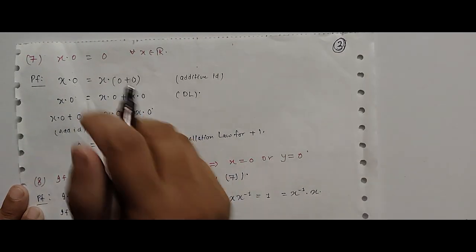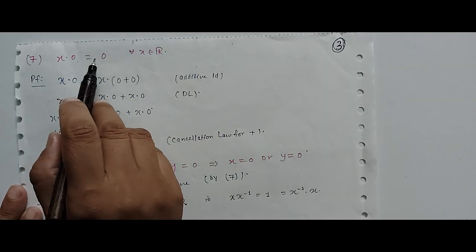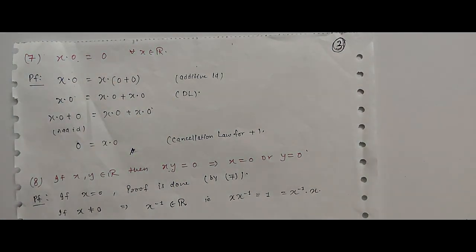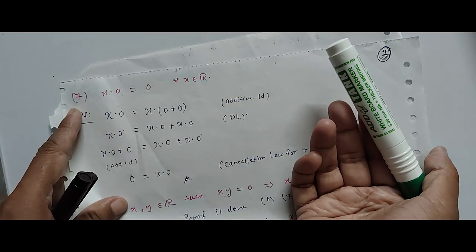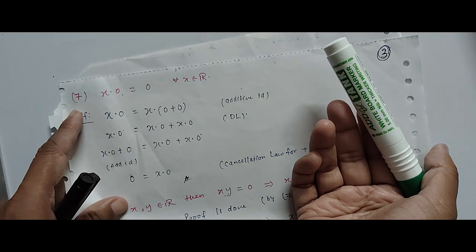The next consequence of the field axioms is that this property is satisfied: x into 0 is equal to 0 for all x belonging to R. How can we prove it? Actually I want to show the proof of this because it is an interesting proof. This looks very basic and trivial, x into 0 is 0. We always study this, but how can we prove x into 0 is equal to 0 in R? Using the field axioms we have to show this is true.